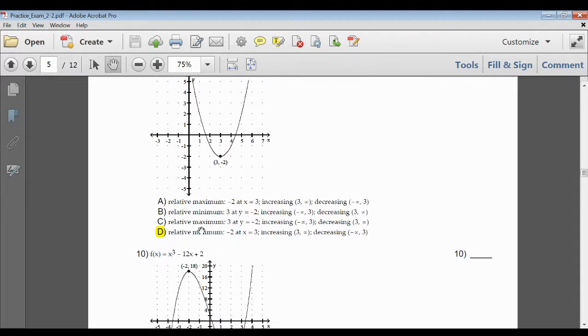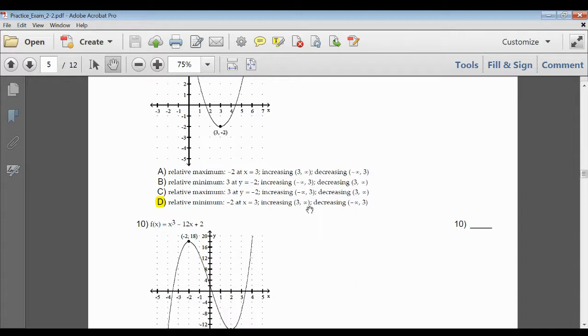Letter D is correct. The minimum is a Y value at Y equals -2, and it happens at X equals 3. And the rest of it, increasing from 3 out to infinity and decreasing from negative infinity all the way to 3. Once this portion is correct, the rest of it is going to follow suit.